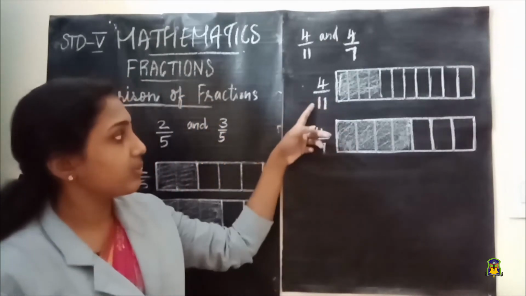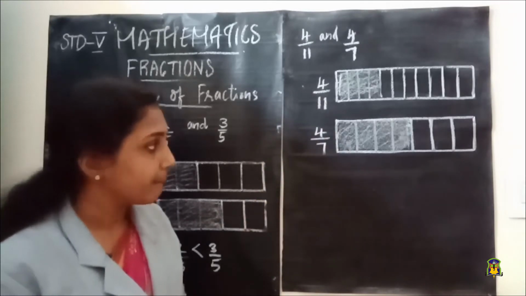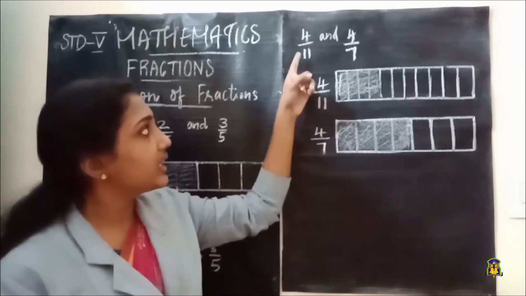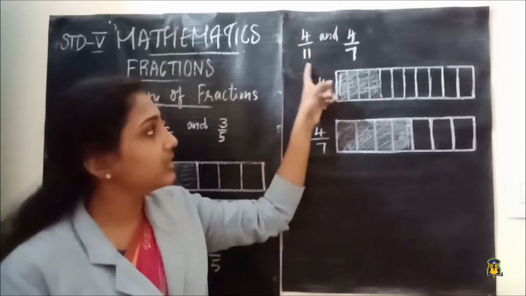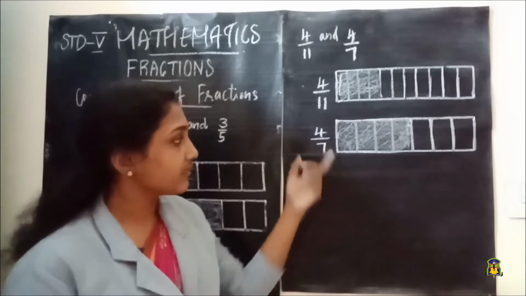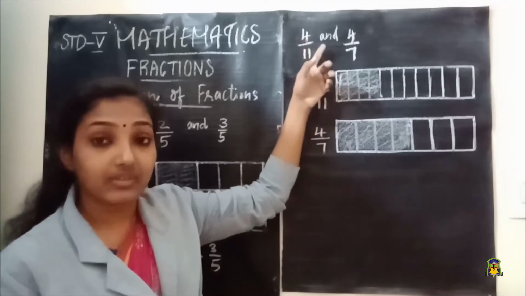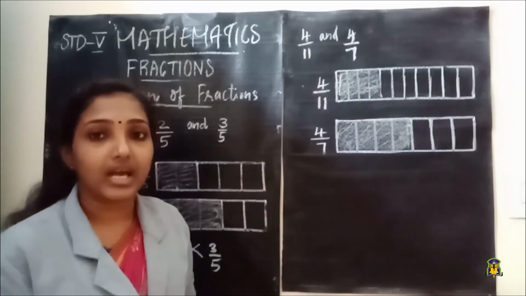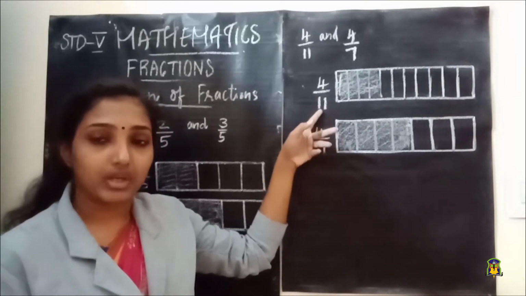The first one is 4 by 11 and the second one is 4 by 7. Which one is greater? 4 by 7 is greater, right? So look here, in these fractions the numerators were the same, but the denominators were different. So in such fractions, if the numerators are the same, the fraction with the greater denominator will be the smaller one.